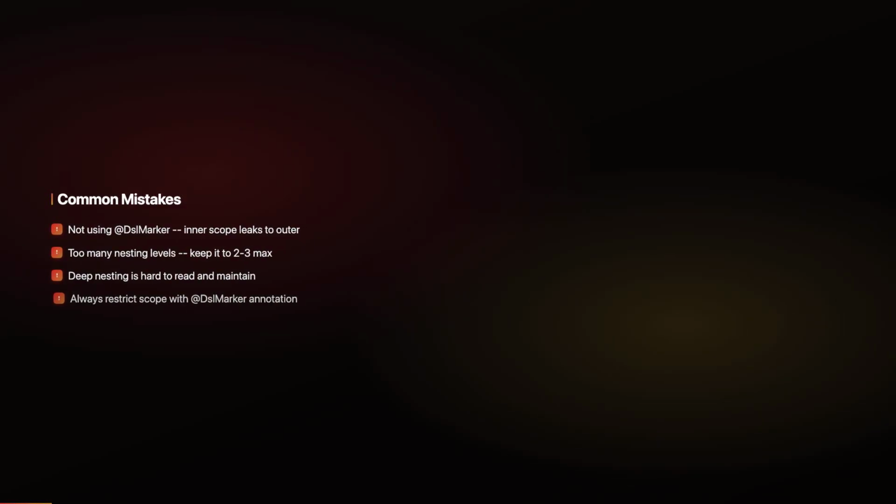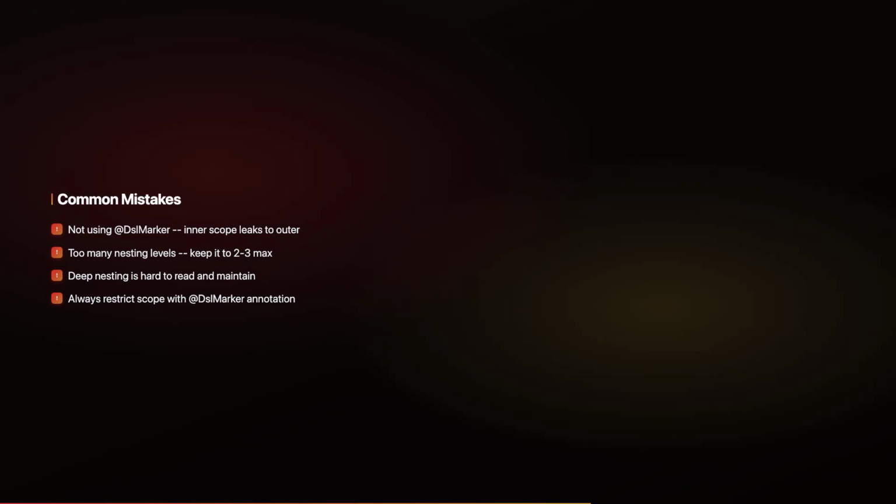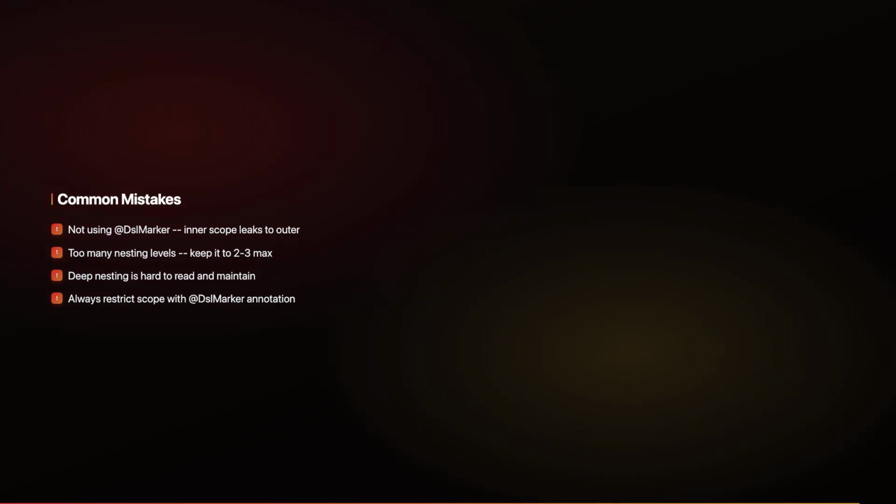A common mistake is not using DslMarker. Without it, inner lambdas can access outer receivers, leading to confusing bugs. Another mistake is making DSLs too complex with too many nesting levels. Keep the nesting shallow, two or three levels maximum. Deep nesting is hard to read and maintain.